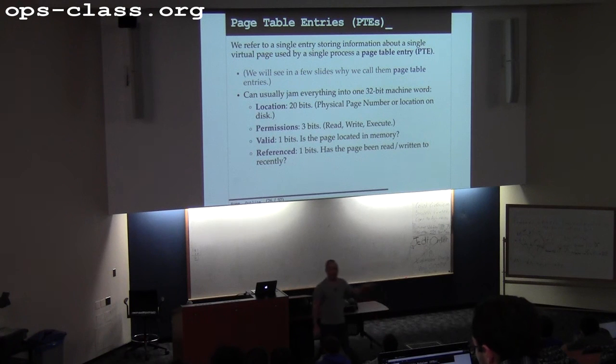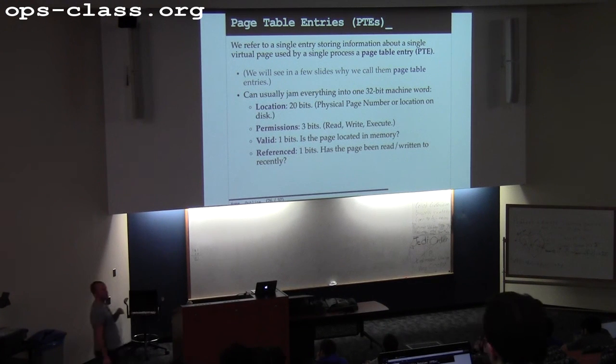Now, the nice thing about it is that the physical page numbers are only 20 bits wide. The offset is 12 bits. The rest of it is 20 bits. You can work that out at home.